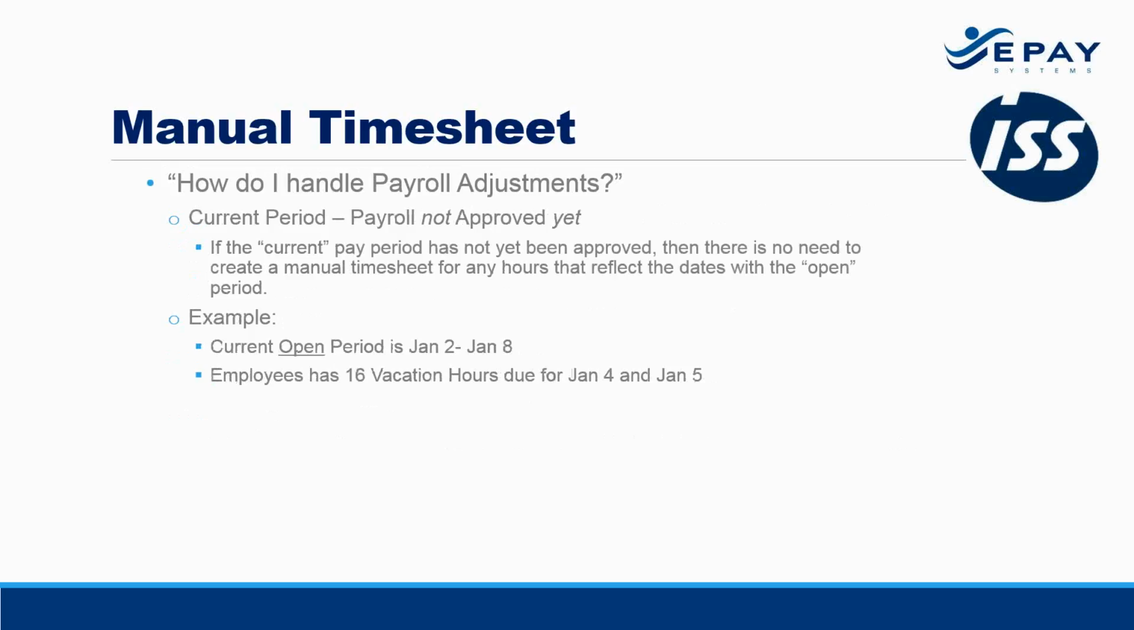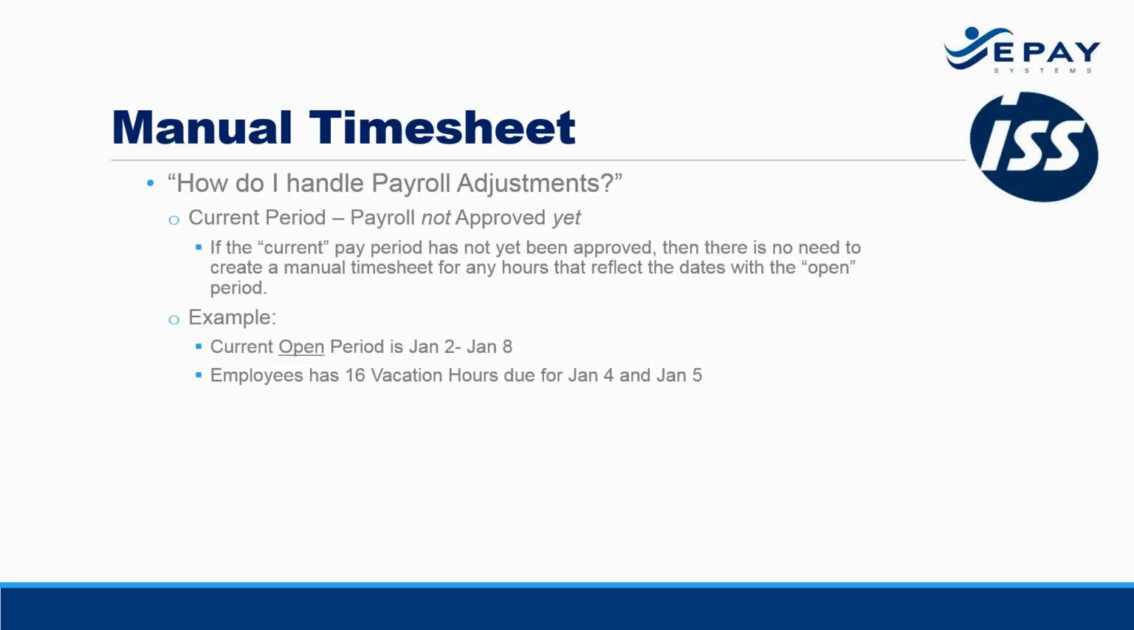All right, so how do you handle the payroll adjustment? If it's a current period situation and the payroll has not been approved yet, and that is the key, the approver hasn't gone in there and approved anything. If it's a current pay period and has not yet been approved, there is no need to create a manual timesheet for any hours that reflect the dates within the open period.